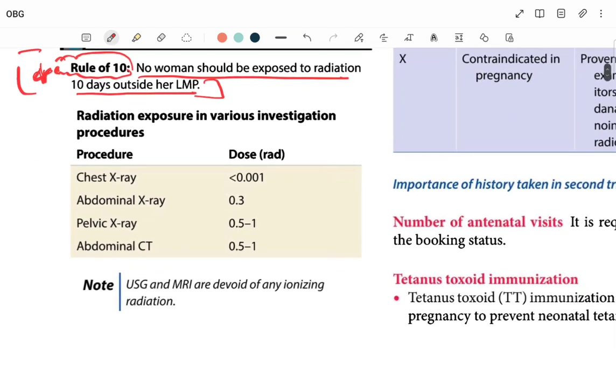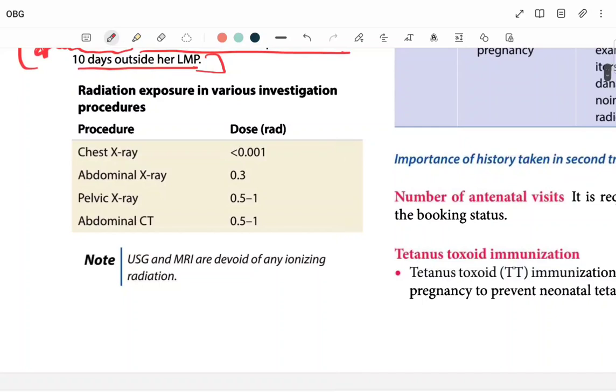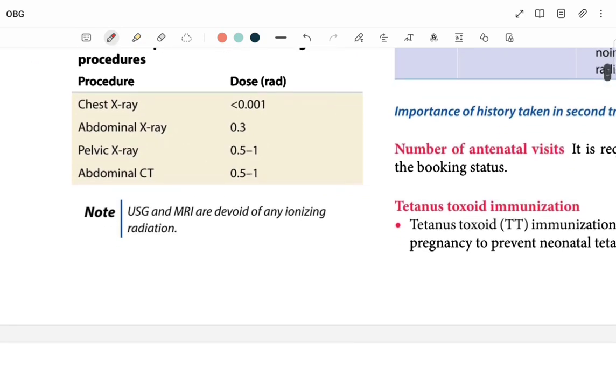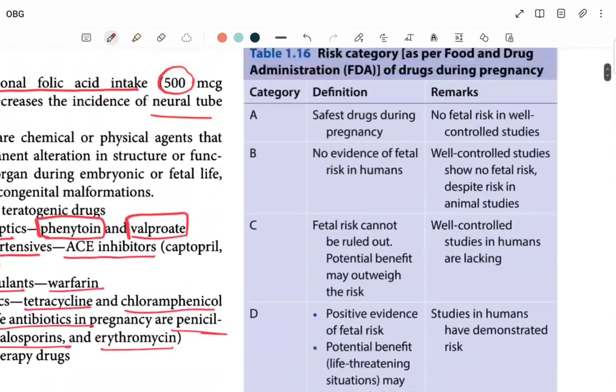Now, the radiation exposure in various investigation procedures: chest X-ray, the dose is less than 0.001. Abdominal X-ray, the dose is 0.3. Pelvic X-ray, the dose is 0.5 to 1. Abdominal CT, the dose is 0.5 to 1. So, these are the RADs. Now, ultrasound and MRI are devoid of any ionizing radiation.